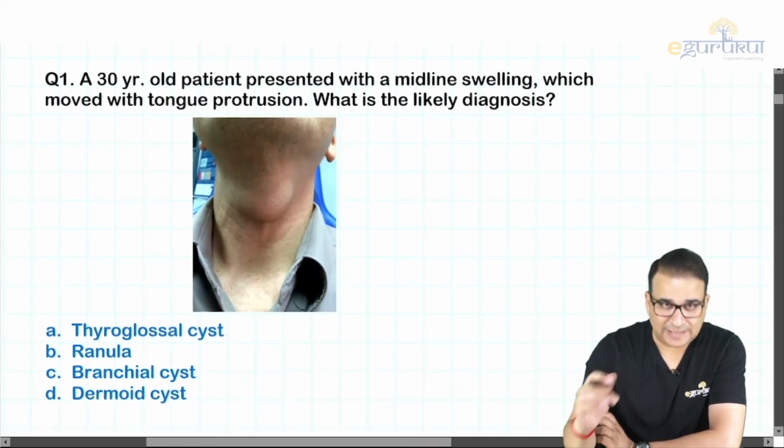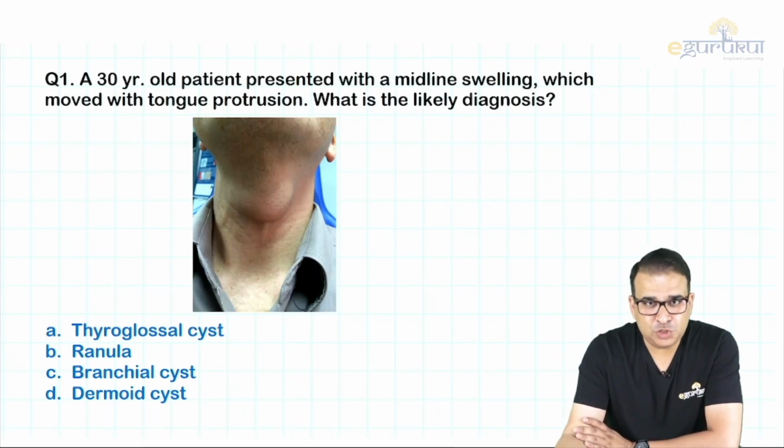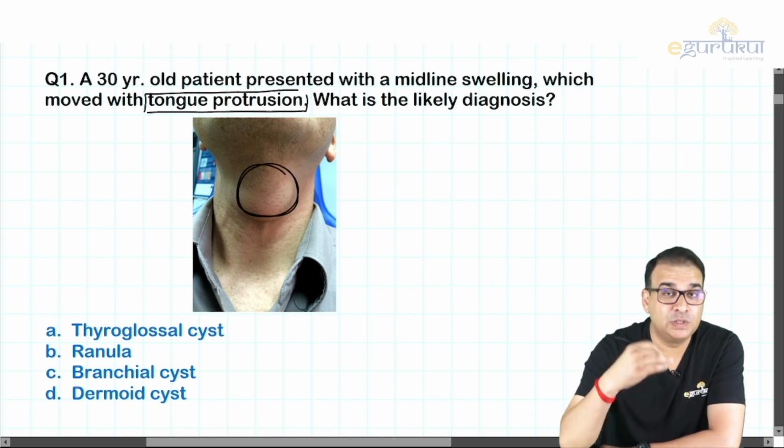Question number 1 says that a 30-year-old male patient presented with a midline swelling which moved with tongue protrusion. What is the likely diagnosis here? The first thing is, it says tongue protrusion. The swelling is a midline swelling that you can see, and this midline swelling moves with the protrusion.